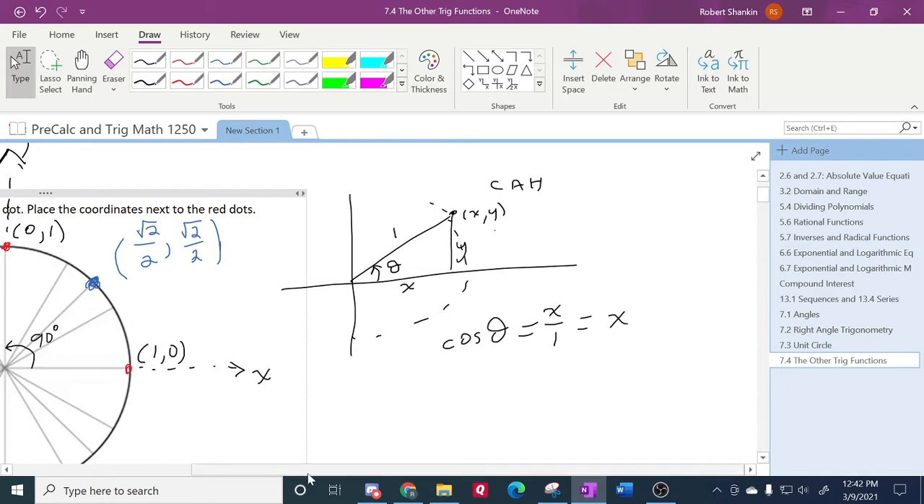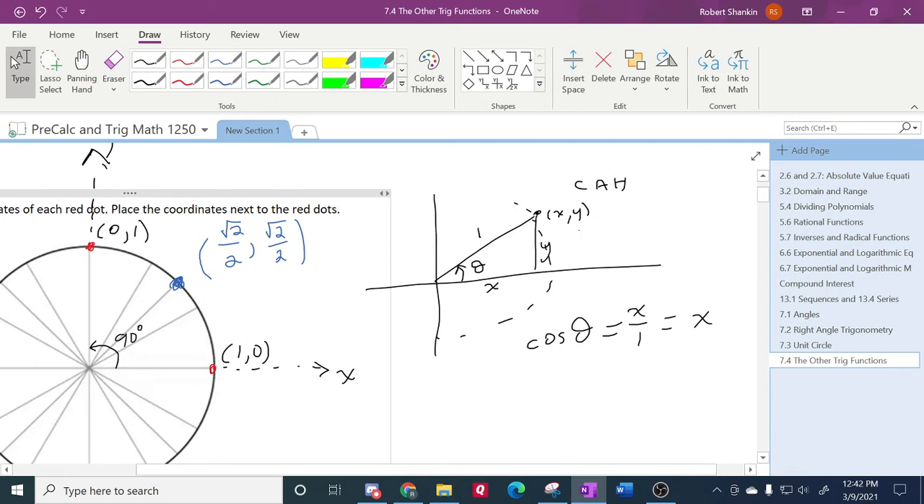All right, give me feedback. Were you able to get the square root of 2 over 2, square root of 2 over 2 before I put it up there?